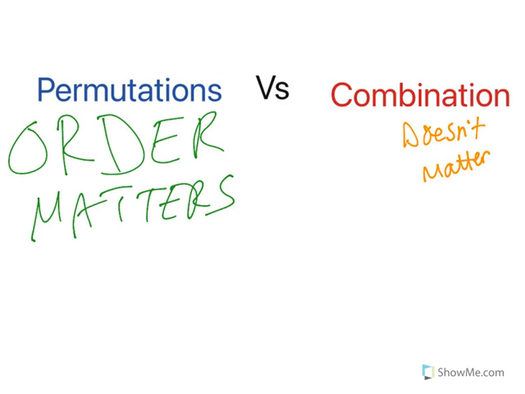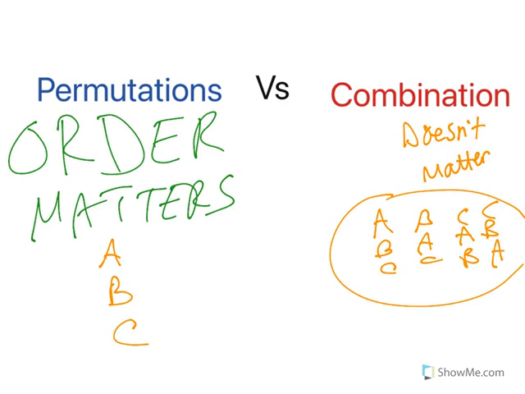And that's the big difference, right? With permutations, A, B, C, in that order. With combinations, it could be ABC, BAC, CAB, CBA. These are all the same when it comes to a combination. They're all very different in a permutation.